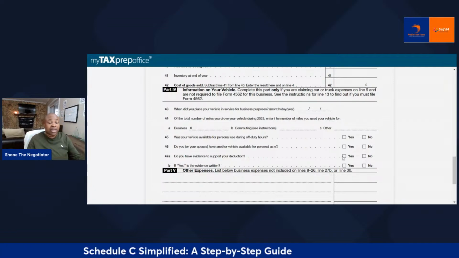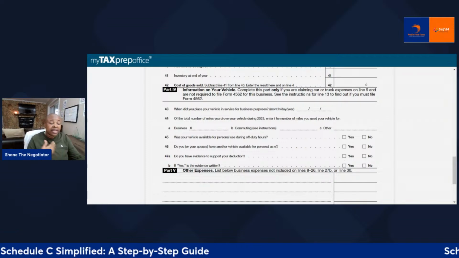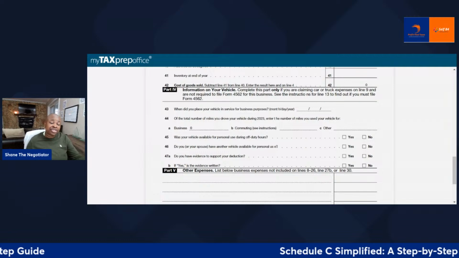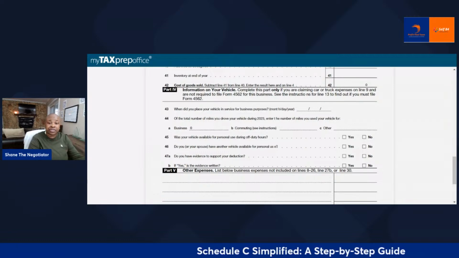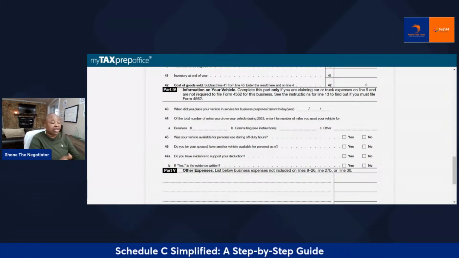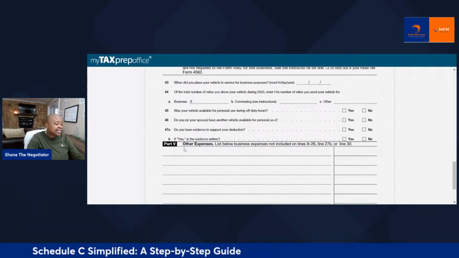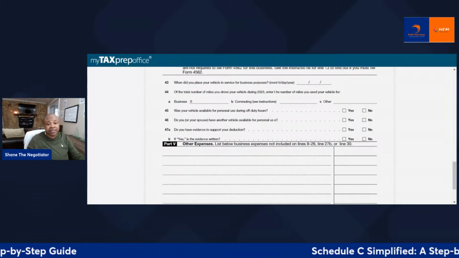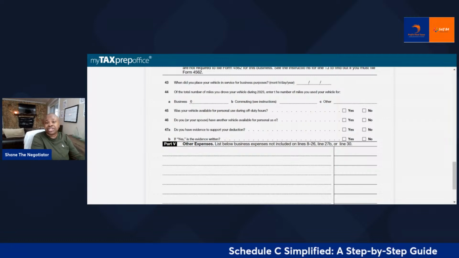Yes or no. So you want to have evidence, because whatever you put here, if you should get audited, they're going to ask you to provide that documentation. And if you don't have it, they're going to reverse this credit, these deductions that you're going to be taking. Is the evidence written? If it's in your head, it's not going to benefit you.